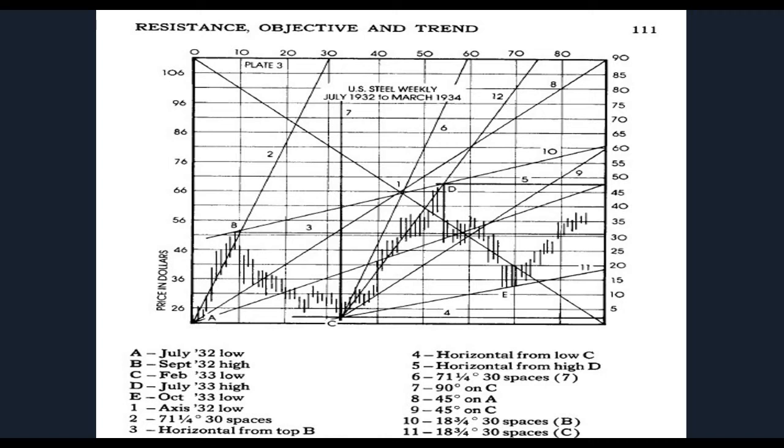Okay. You see the line that goes from B over here, which is towards the bottom left, goes up to the middle, which is 0.1. It goes across, and it hits at about 62. All right, 62 over there. He calls it line 10, and he says it's 18 3/4 degrees, which is 30 spaces, starting at B.